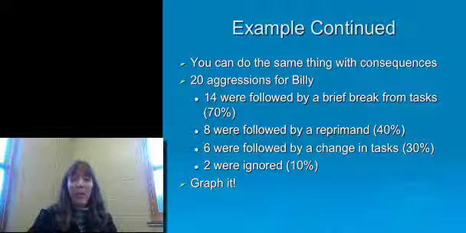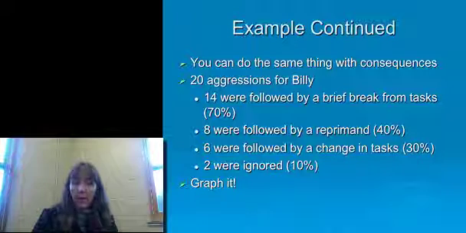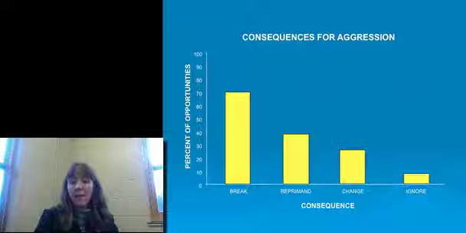Maybe 14 of them were followed by a brief break from tasks. 70% of the time, staff said, okay, take a minute and calm yourself down. 8 of them were followed by a reprimand. That's 40%. 6 were followed by a change in task. So you want to do something different? Let's try your sorting, right? And 2 were ignored. And that gives us something that looks like this. And it adds up to more than 100% because sometimes staff are doing more than one thing, right? And that's common. And so we see a lot of what's being done, mostly staff are giving a break.